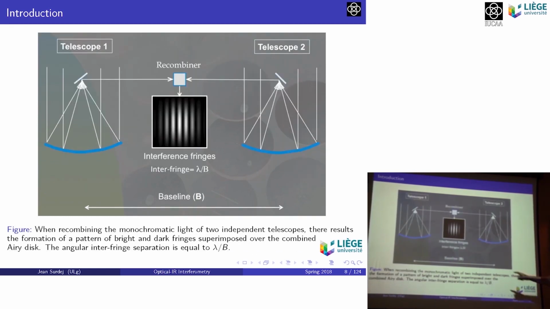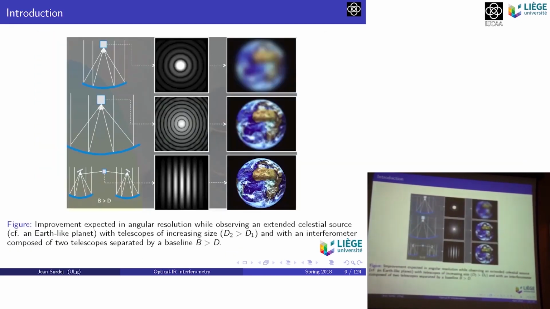Now, instead of observing an Airy disk in the focal plane of such an interferometer, what you would see is still an Airy disk, but crossed by interference fringes which are alternately bright and dark. The interfringe, the separation between two bright fringes, is about equal to lambda over b, where b is the baseline that separates the two telescopes. So these are very positive news, of course.